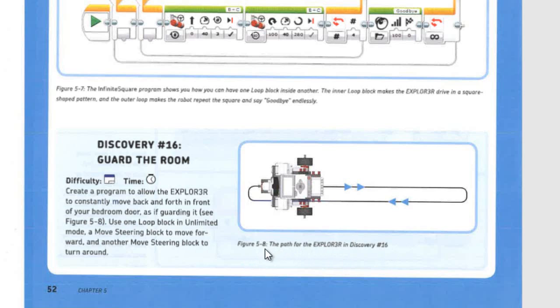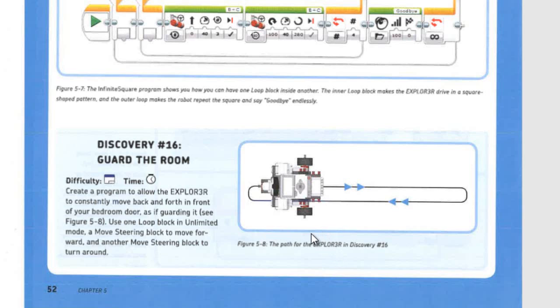Here's figure 3 or 5.8. Okay, it goes forward and it turns around, goes back, and it turns around, goes back, and it does this in a loop. Use one loop block in unlimited mode, a move steering block to move forward, and another move steering to turn around. So it's just two move steering and a loop.